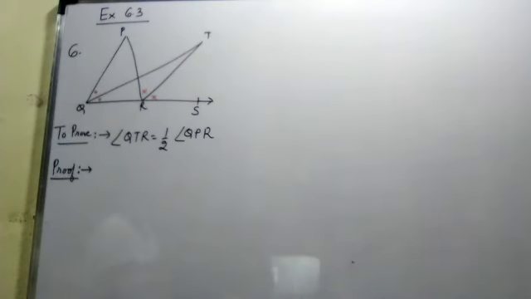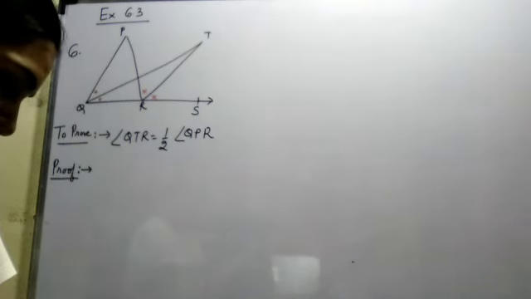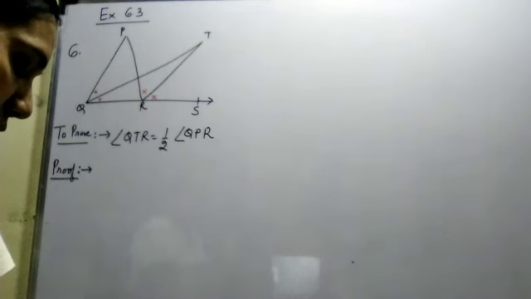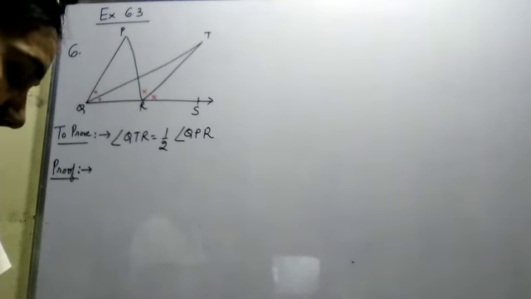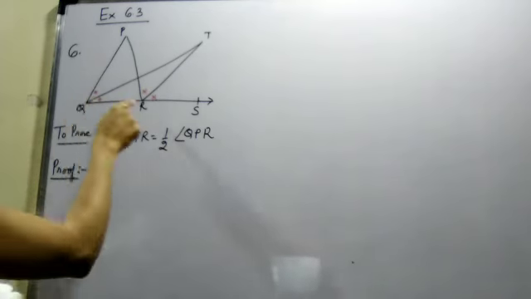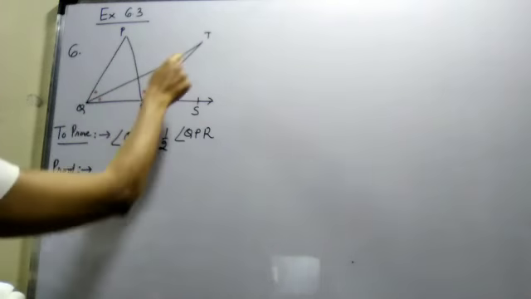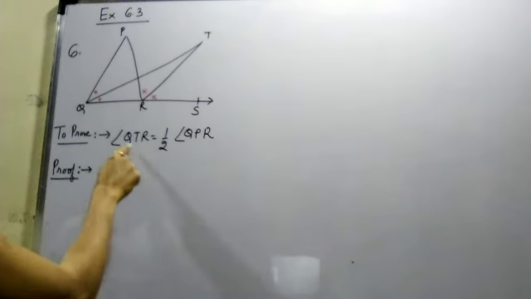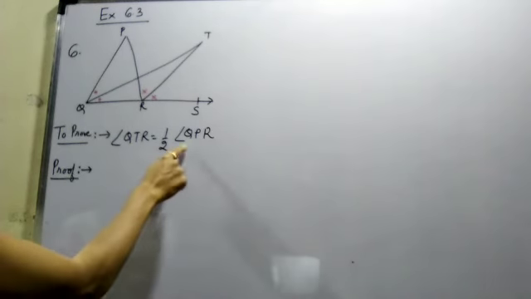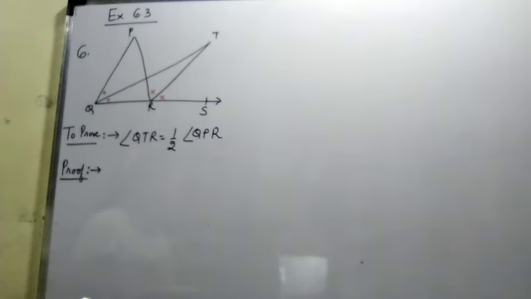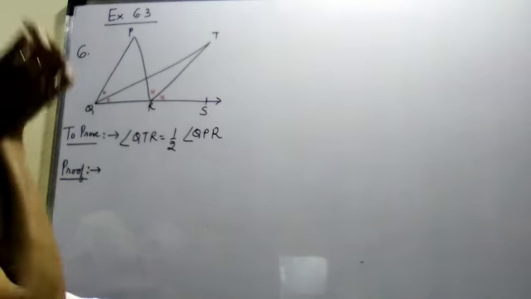Now exercise 6.3 is last question, question number 6. It is very important. So in the given figure, side QR of triangle PQR is produced to point S. If the bisectors of PQR and PRS, these are the bisectors, intersect at T, then you have to prove that angle QTR is half of angle QPR. So this we have to prove. Let us start the proof.